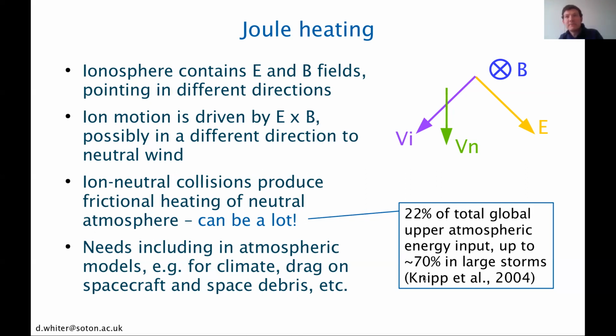And this can actually be a lot of energy going into the upper atmosphere. So I took these numbers from this study, Knipp et al. 22% of the total global upper atmospheric energy input is from this Joule heating, or from the heating caused by ion neutral friction. And it can be up to 70% in large storms. So this is a lot. If you think about comparing this to the energy input from just solar UV photons, if 70% is coming from the ion neutral collisions, that means it's about at least twice as much as the UV photons. So it's a lot of energy input.